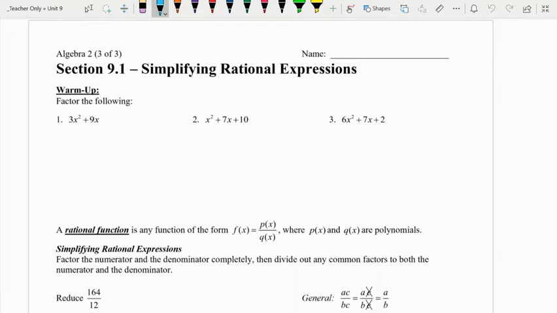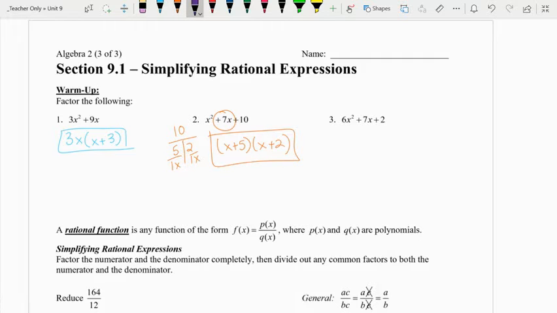So number one, what you can do is you could take out a GCF of 3x, and you'd be left with x plus 3. For number two, that is a 3-term, so we are going to t-chart. So first times last gives me 10, and 5 and 2 multiply to 10, add to 7. We put our 1 and our variable in the denominator, and so we have x plus 5 and plus 2.